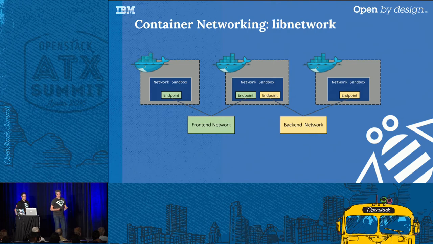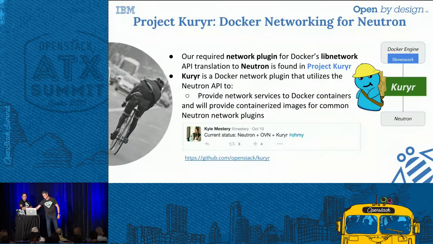At this point, the concepts are fairly simple. There are networks, there are endpoints. Each container has a network sandbox, which of course on Linux is implemented as a network namespace. So I can basically take a container, connect its sandbox as an endpoint into a network so I can do things like back-end, front-end network separation. Obviously, we can do more interesting things, but that's really the level of the API as it is today and helps set up what we're going to talk about with Kuryr.